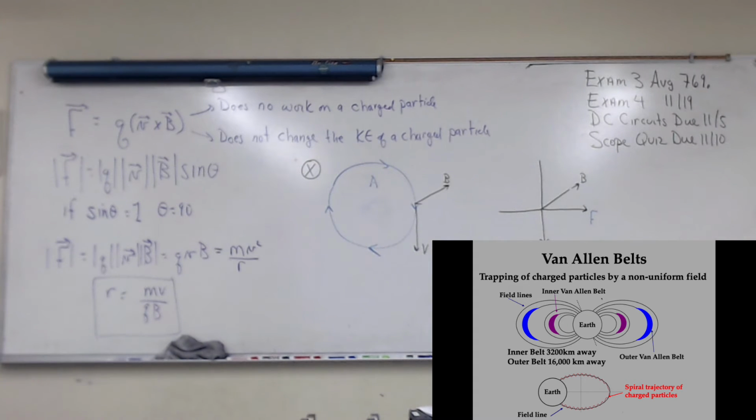Let me just give you an example of this. Actually, a couple of examples in nature. One of them is the Van Allen belt, which was discovered, I think, in 1958. Now, any planet or any celestial body that has a magnetic field will have such belts.